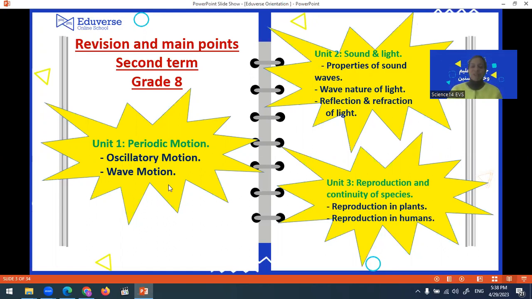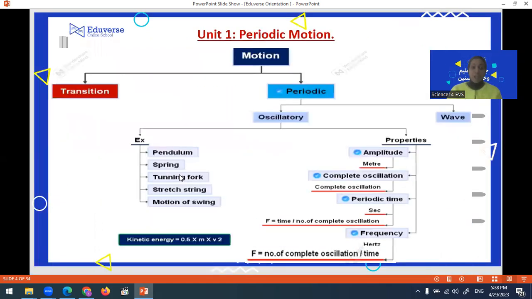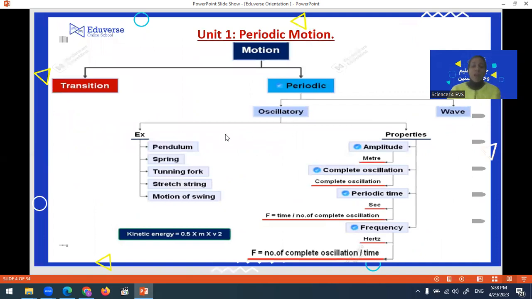First, let's talk about the first unit, oscillatory motion and wave motion. Motion. We have two types of motion. We have the transition motion and periodic motion. Transition motion is only the movement of anything from a place to another. No direction, no time, no repeating motion. Now, what about the periodic? Periodic motion is a regularly repeated motion in equal interval of time.